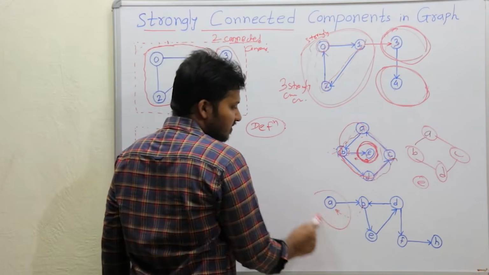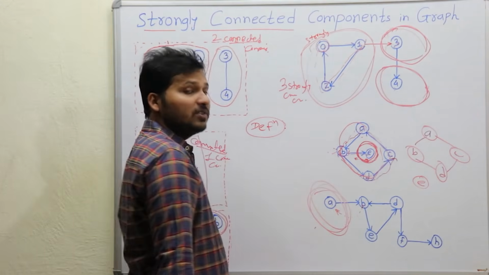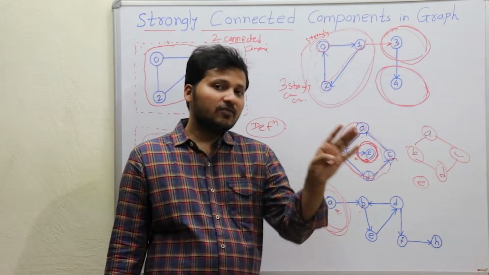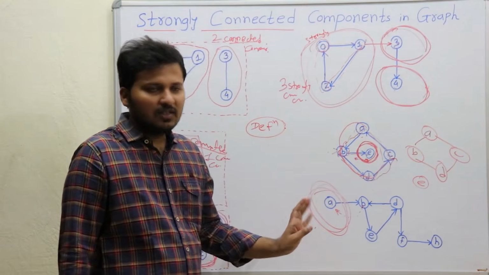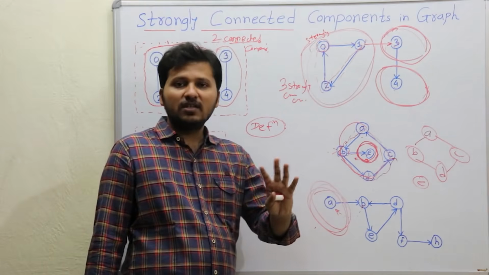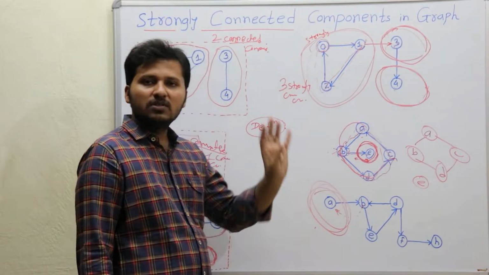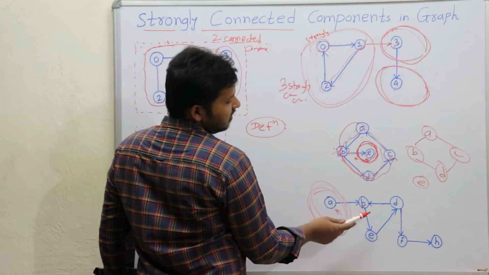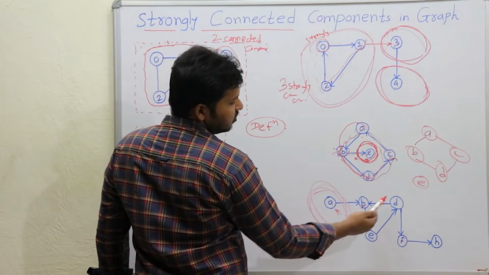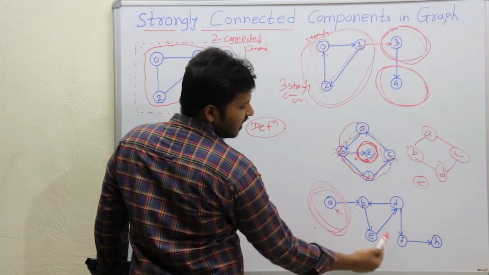Right? This makes A a separate component because there are some vertices in the graph who cannot reach A, or maybe all vertices cannot reach A. Okay. Even if at least one vertex does not reach A, then A becomes a different component. It cannot be included in that component. Right? Again, see, B can reach everyone else in this part.